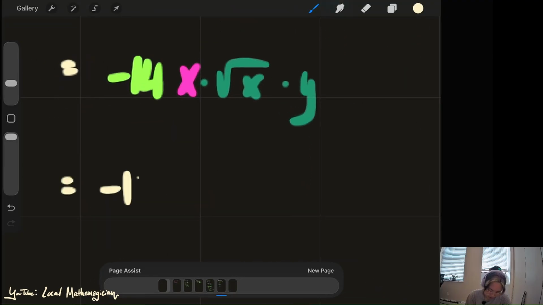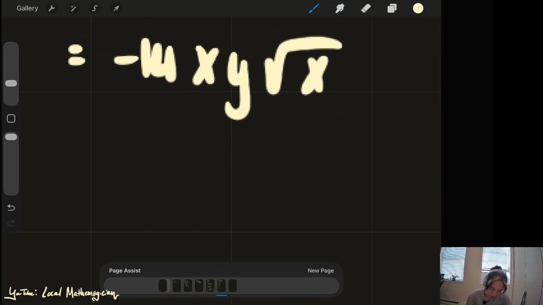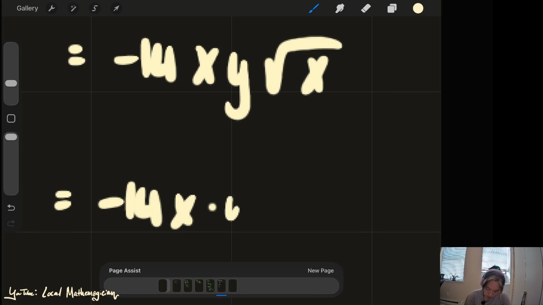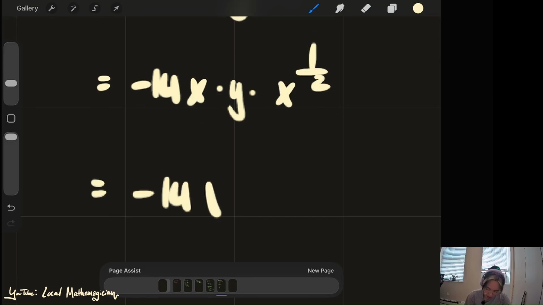And that'll give you -14xy root x. Fine. If you want to turn it into all exponents, totally could. You can write this as -14x times y times x to the 1/2. Combine these two pieces together: negative 14x to the 3/2 y. Fine by me too. All right.